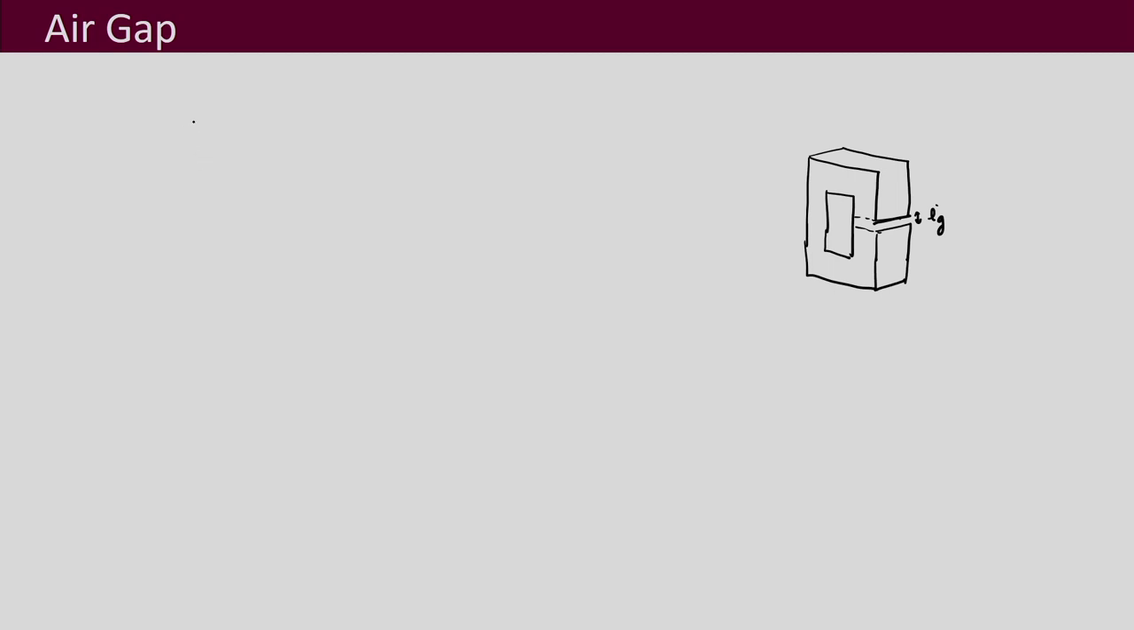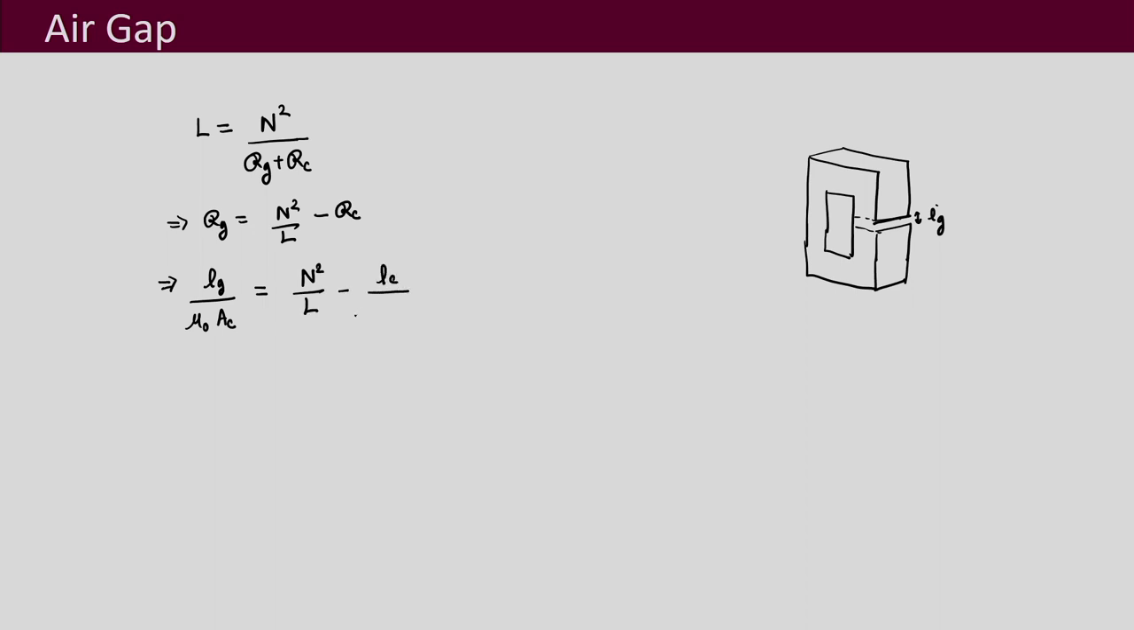So, for that, recall that your inductance L is written as N square, the number of turns square, by the total reluctance. The total reluctance is the air gap reluctance plus the core reluctance. So, from there what we can write is that your reluctance of air gap is equal to N square by L minus the reluctance of the core. This further can be written as the reluctance given as LG by mu 0 AC, this cross sectional area AC. We are ignoring the fringing effect, and then this will be written as N square by L minus LC by mu 0 mu RC into AC.